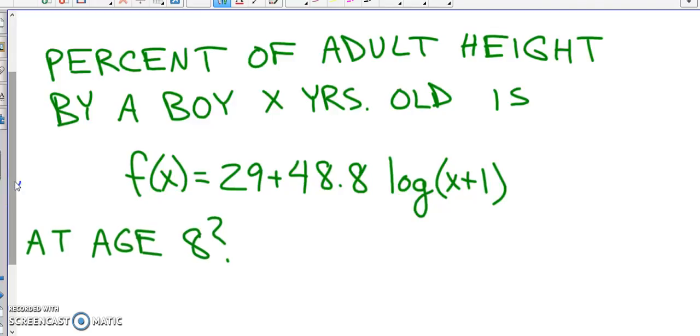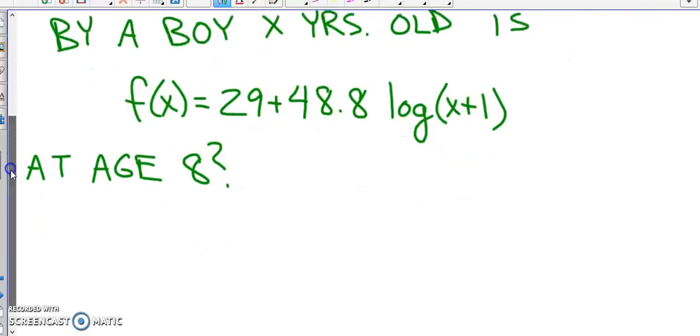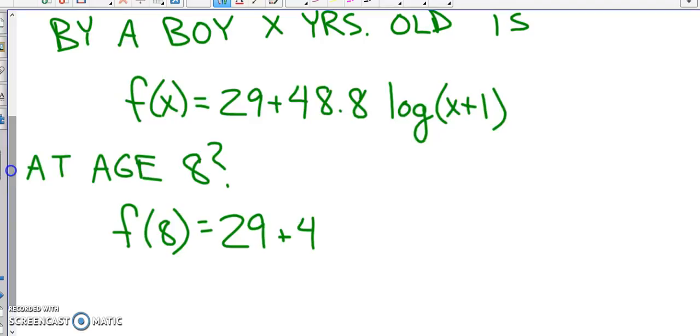So I'd like to know what the percent of adult height would be at age 8. How would I compute that? Okay, so, yeah, we would do f of 8. Would everybody be okay if I just wrote log of 9 instead of log of 8 plus 1? Because you got to plug it in right there, right?